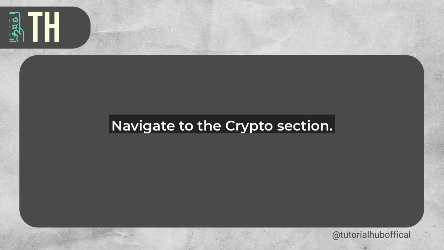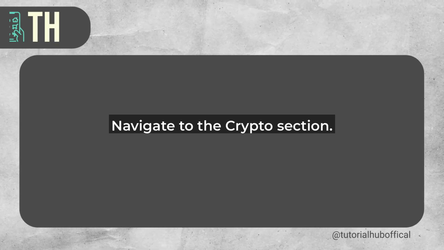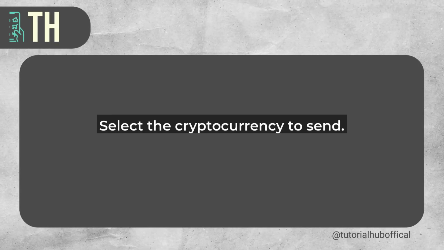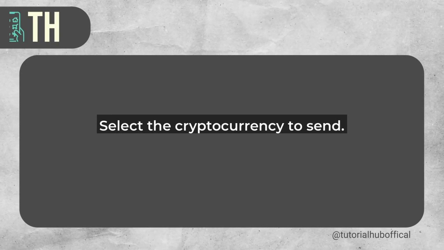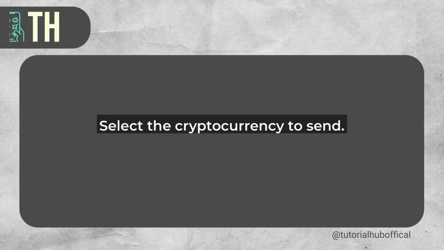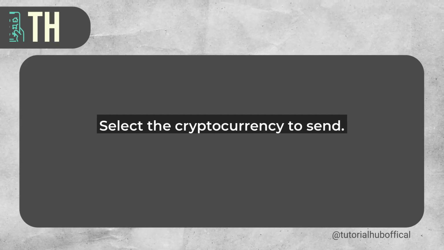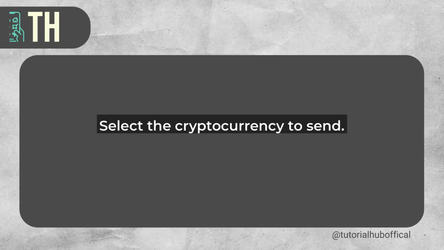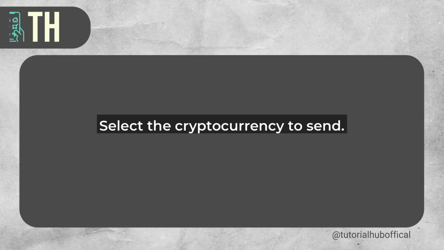First things first, make sure you're logged into your Robinhood account on your desktop browser. If you haven't already, head to the Robinhood website and sign in with your credentials. Once you're in, navigate to the Crypto section. It's usually right on the main dashboard or under the Invest tab. This is where all your digital assets are listed.